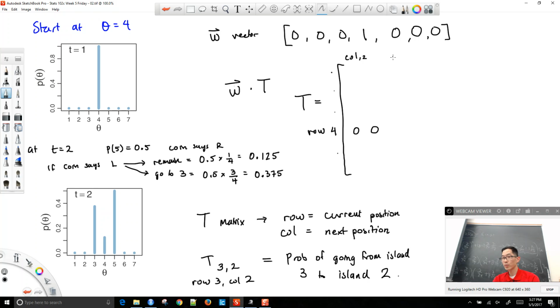Column 3 will be: the coin has to flip with probability 0.5 pointing to island 3. And then once it points to island 3, what's the probability I actually move to island 3? It'd be the probability of theta island 3 divided by the probability of theta island 4. So this is my column 3.